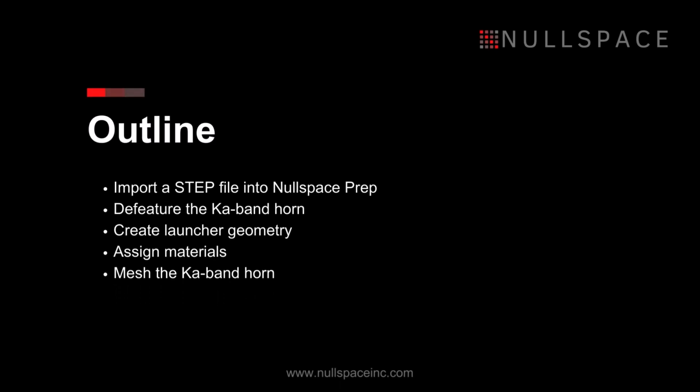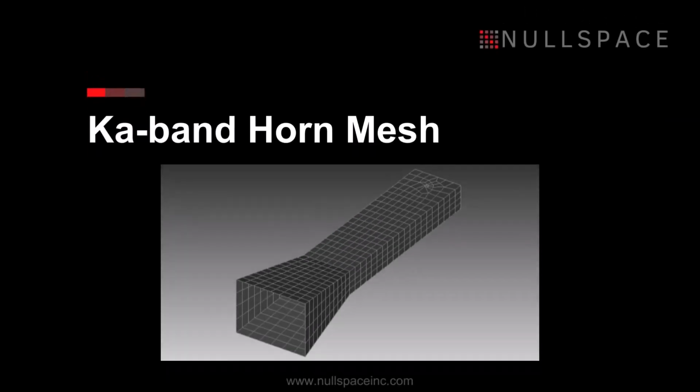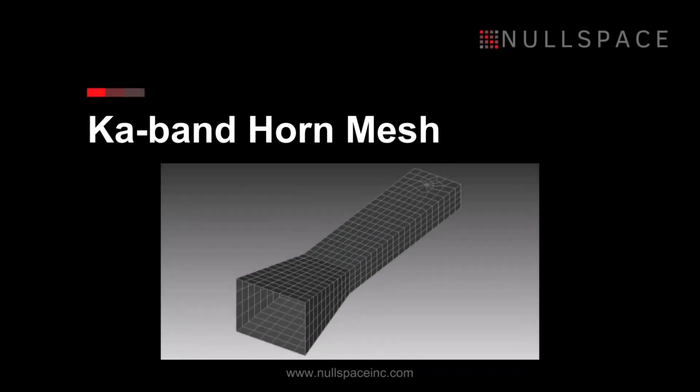The example will begin with importing a step file into Nullspace Prep, defeaturing the horn, creating a launcher geometry, assigning materials, and ends with meshing the horn. The result from this example will be a meshed Ka-Band horn antenna ready for analysis with Nullspace EM.